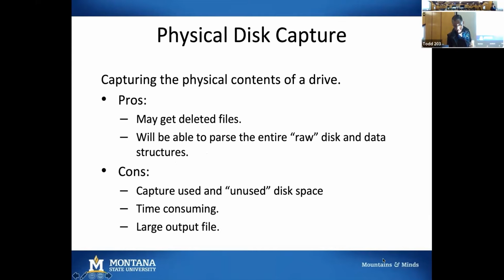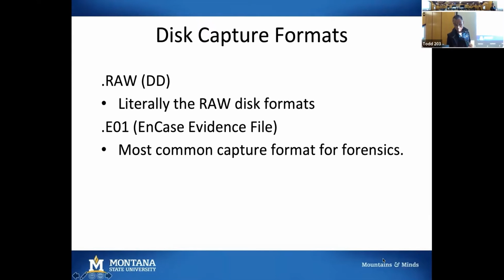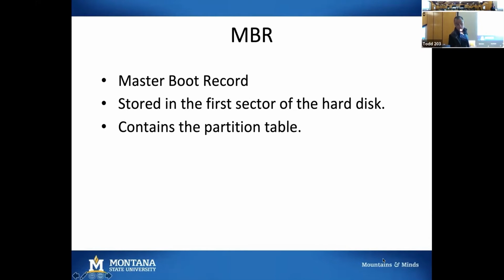I don't want to talk about, we already talked about this, logical and physical disk captures. This is the evidence files that you loaded. Okay, this is one type of format that we use for capturing evidence information. There's also raw, but this is just a .eo1 file. That's what you guys have for your Axiom case right now, right?